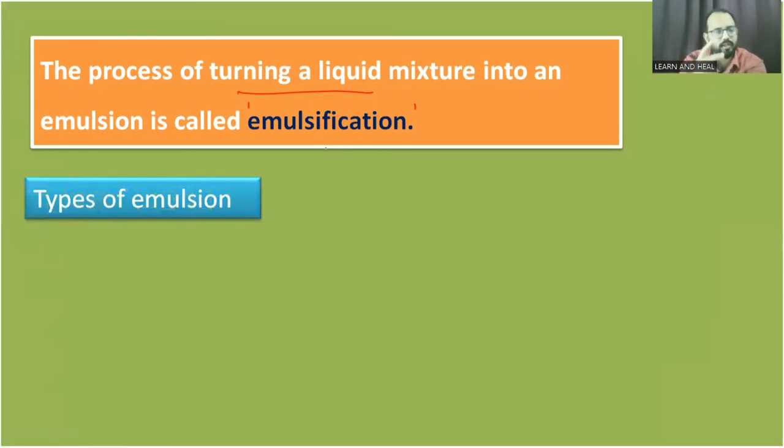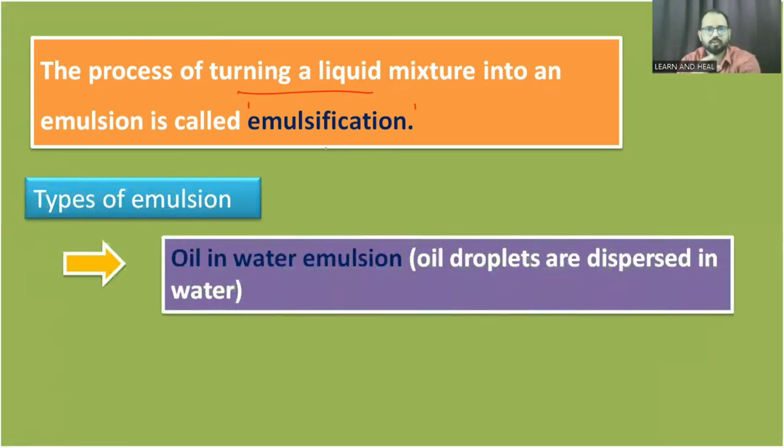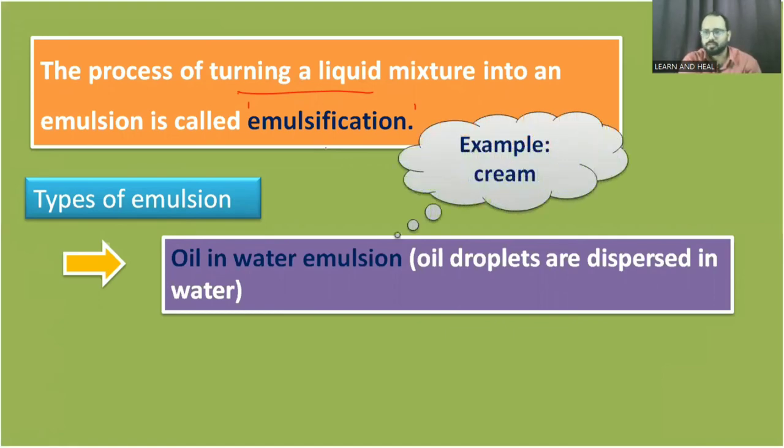Actually, two types of emulsion are there. One is oil in water emulsion. Here oil is the dispersed phase and water is the dispersion medium. So solute is oil and solvent is water. Dispersed phase is oil, dispersion medium is water; oil in water is one type. The example is cream. Cream is oil in water.